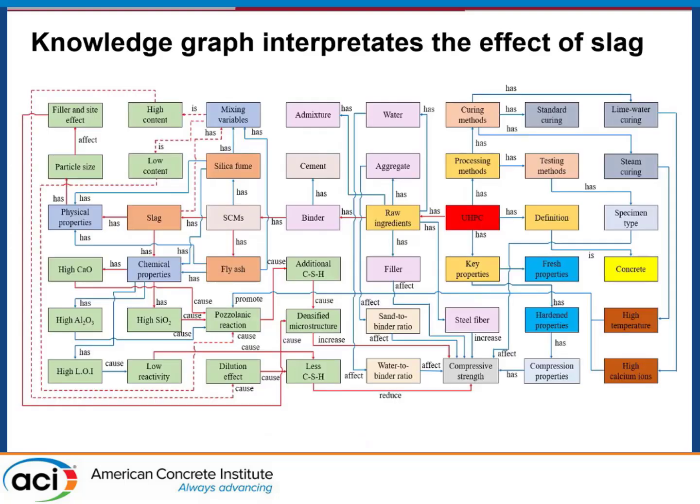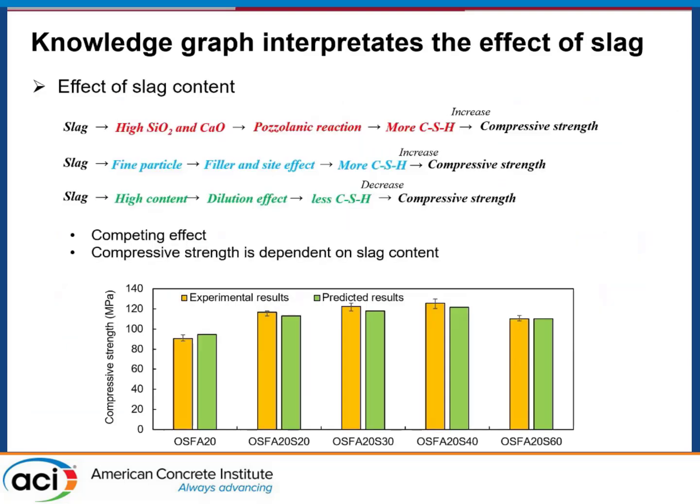And also, from this knowledge graph, we can explain the role of the slag in the system. So here, you can see that the increase of the strength is due to two effects. One is that the slag has a high content of silicate and calcium oxide, and it promotes the pozzolanic reaction as well as the hydraulic reaction. It introduces more CSH into the system and increases the compressive strength. And also slag has finer particles. It has a size effect, which can help with generating more hydration products to increase the compressive strength of the UHPC.